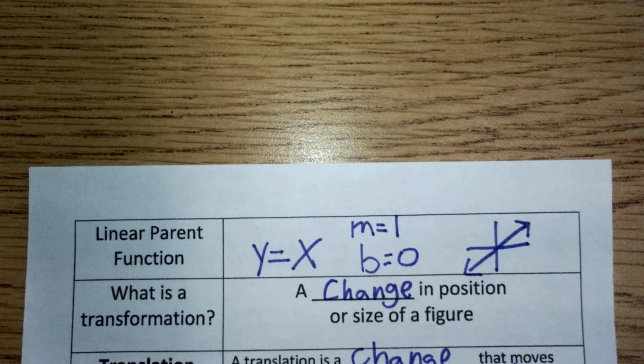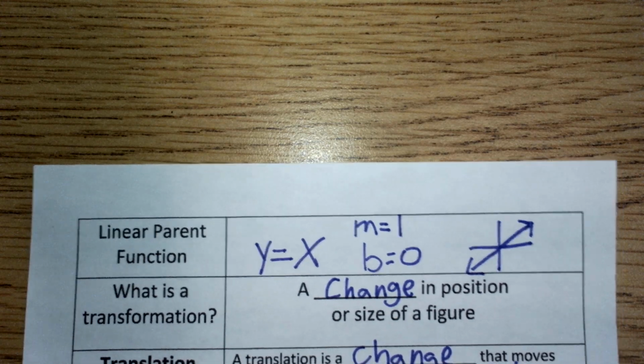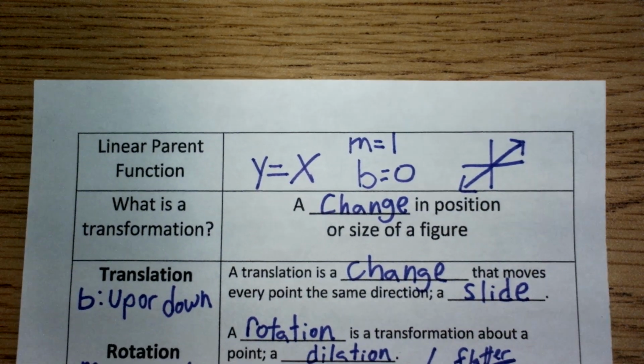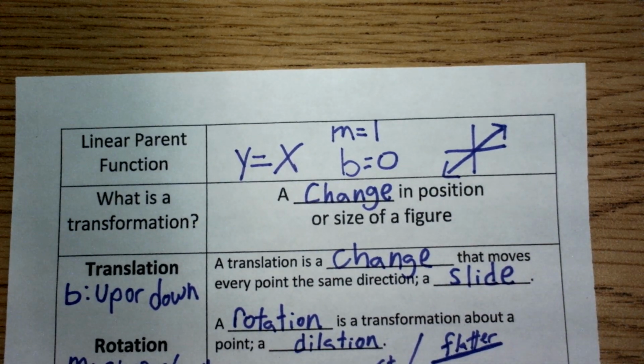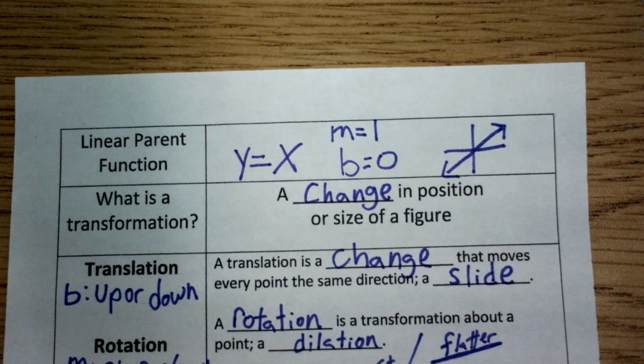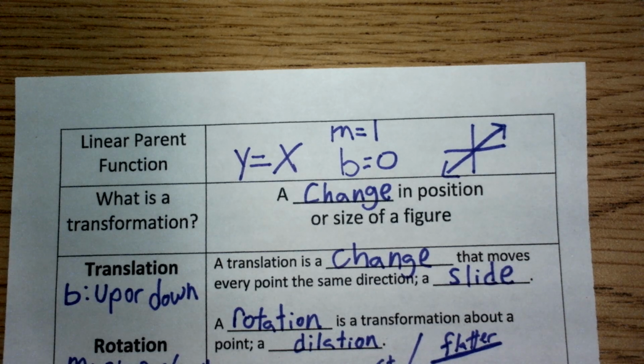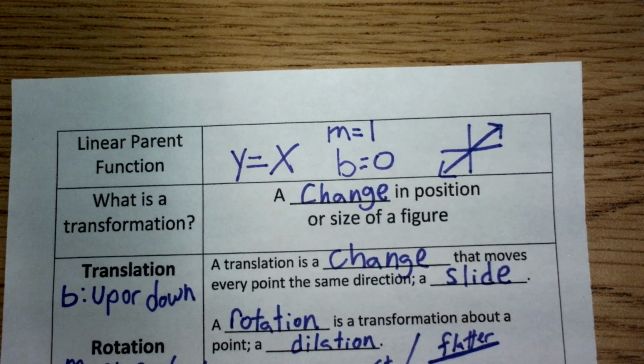So the first type of change that we've got would be a translation. So translation is a change that moves every point in the same direction. So for this, our y-intercept, or b, is going to move either up or down, depending on what we do to the graph. So really, you can think of it as a slide, that it slides the graph up or down along the y-axis.